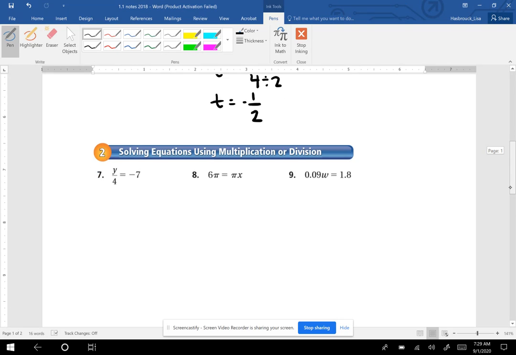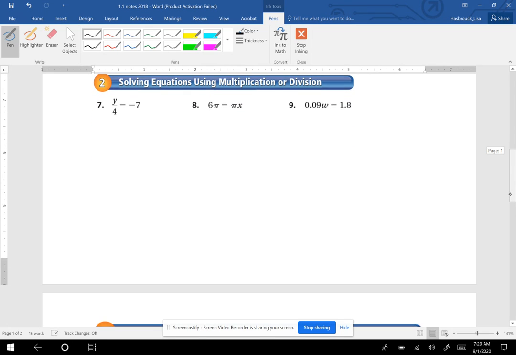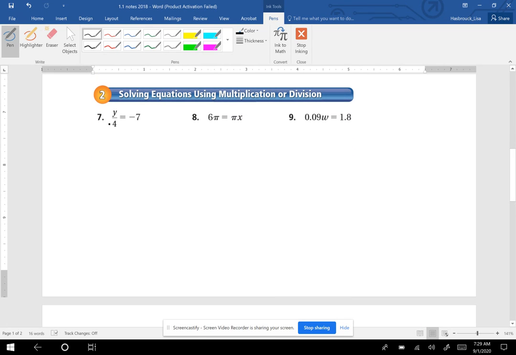And the next set of problems, we're multiplying or dividing to get the letter alone. So for number 7, this y over 4 equals negative 7. Y over 4 means y divided by 4. So if it's division and we want to get y alone, we need to do the opposite. We need to multiply by 4 on both sides.